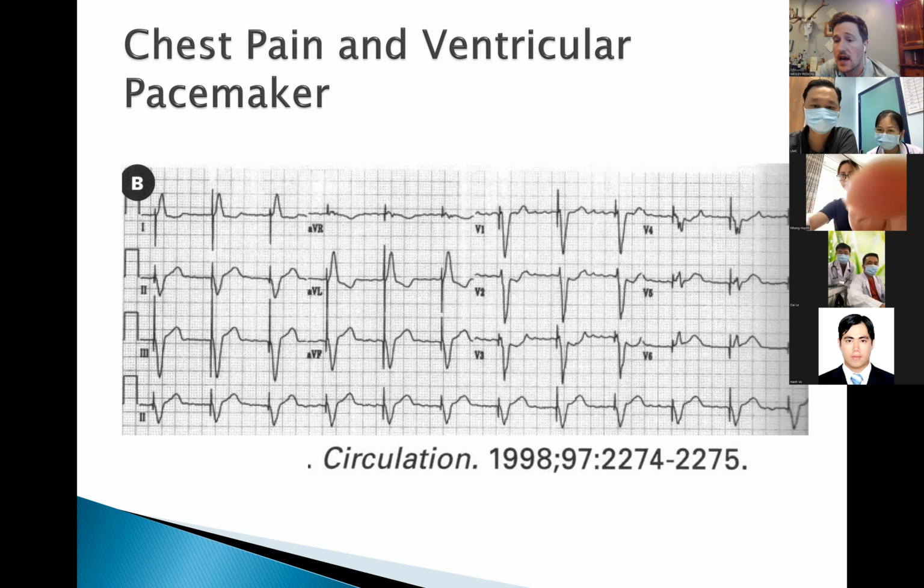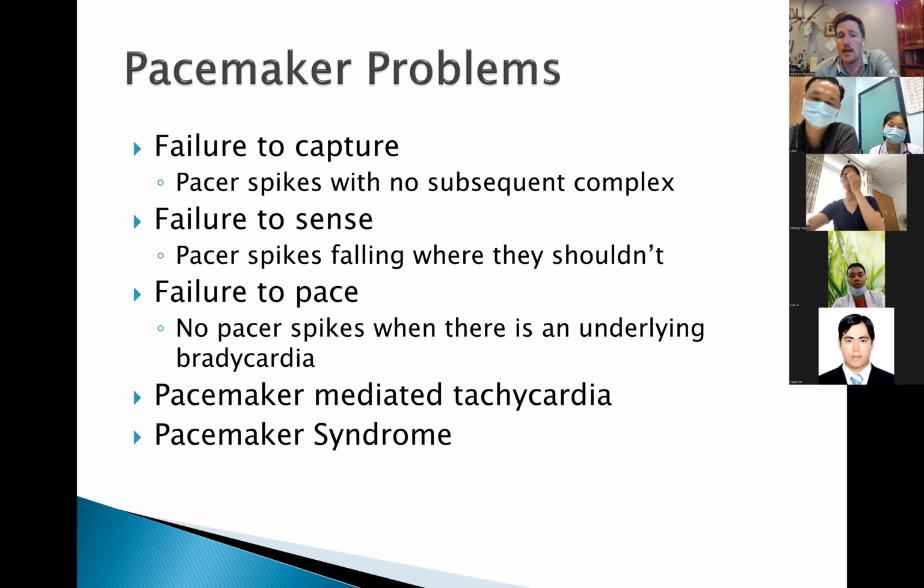And then there's failure to sense. That's when the pacemaker is firing the pacer when it shouldn't. So it's not sensing. Let's say there's a native beat or even the pacer beat, and it's firing that pacer spike maybe too early into the refractory period of the patient. So maybe that pacer spike appears right next to that T wave or even in the T wave. That would be a failure to sense because it's firing a pacer spike when it shouldn't fire it. And there won't be any conduction of that pacer spike because of the refractory period.